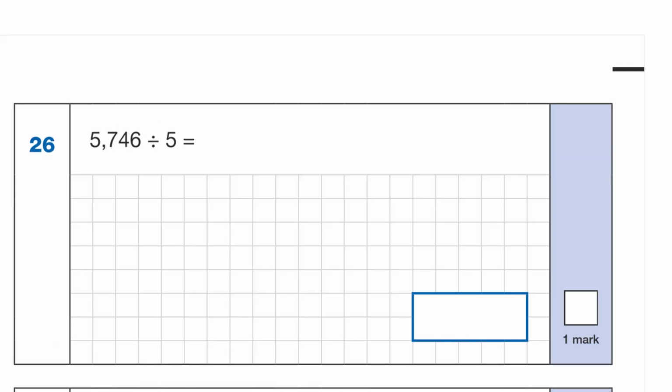Question 26. 5,746 divided by 5. So this is a short division. I can already see that because my number doesn't end in a 0 or 5, it's going to have a decimal, it's going to have a remainder.